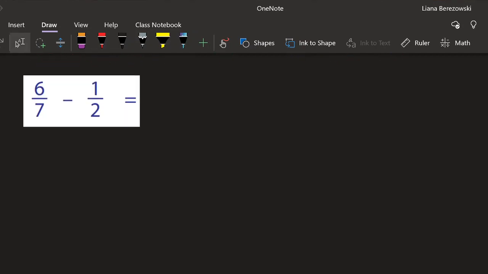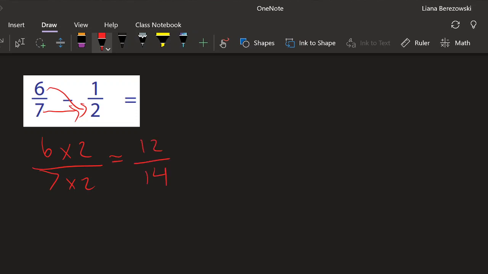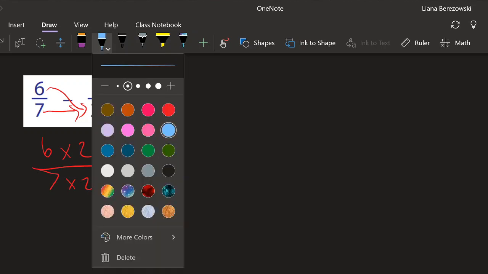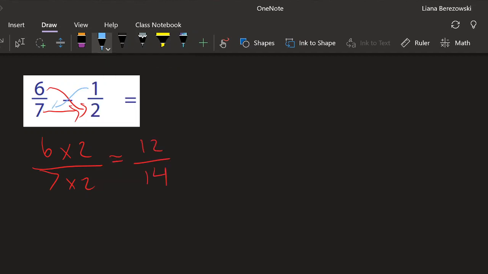Okay, let's try this last one here just for good practice. So 6/7 minus 1/2. Okay, do this the same as always. Multiply the numerator and denominator of one fraction by the denominator of the other. So we get 6 times 2 over 7 times 2. That's going to be 12 over 14. We're going to deal with the other fraction now. So we have 1 times 7 and 2 times 7. Okay, so that's going to be 7 over 14.